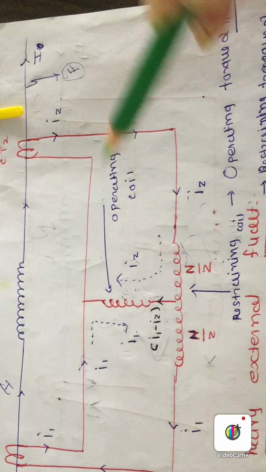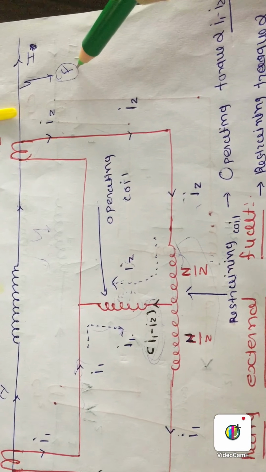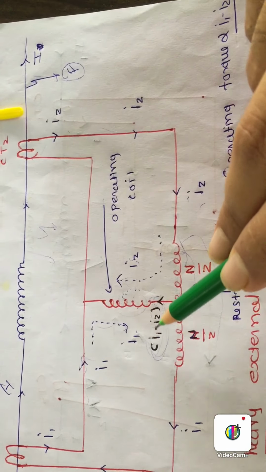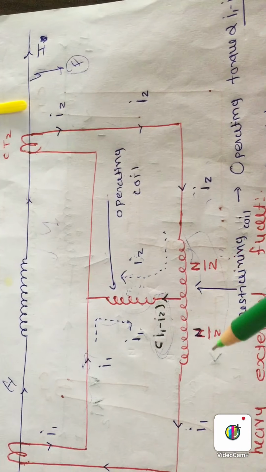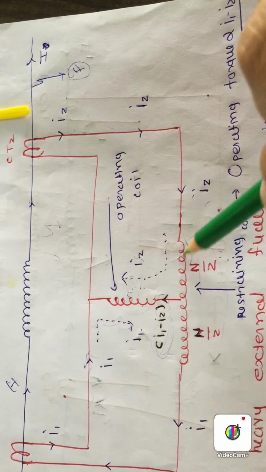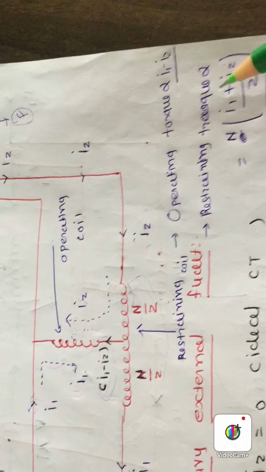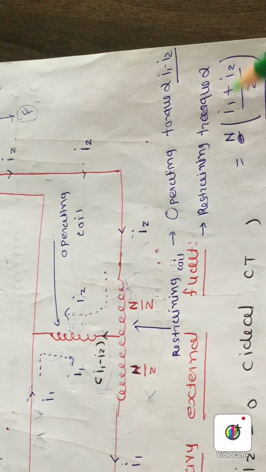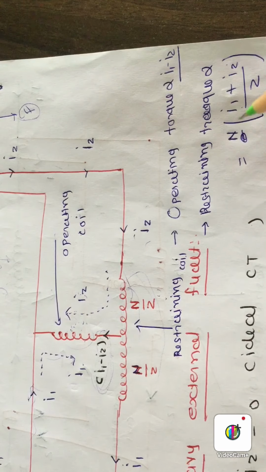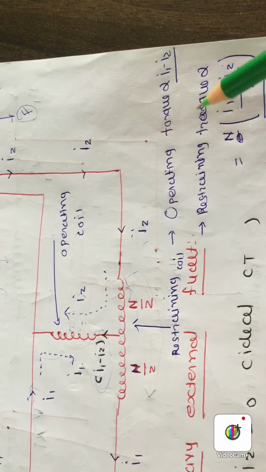Okay, so for external short circuit condition, with the increment in the difference of I1 minus I2, this I1 and I2 will also increase. That's why the MMF produced by the retaining coil is given by I1 plus I2 into n by 2. Here I1 plus I2 into n by 2. That is the torque produced by the retaining coil.